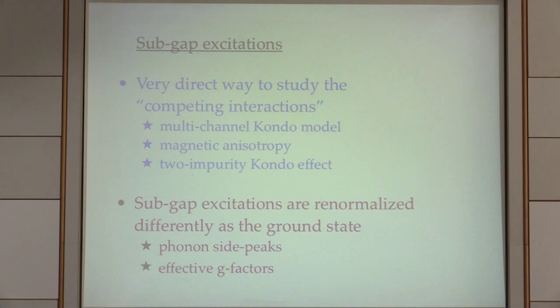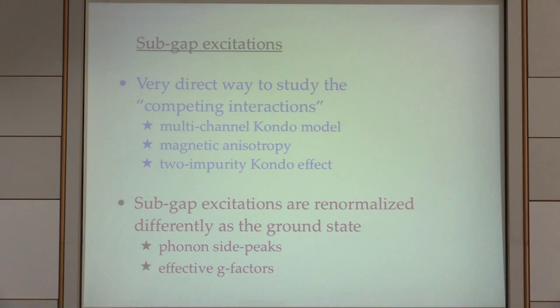So what I want to show you are two things. One is that if you open a superconducting gap in an interacting strongly correlated system, basically this gives you a window to look directly into the different possible many-body ground states of your total system. So this really allows you to study the competition between various interactions. And I will illustrate that by showing you a few examples. Then the other point will be that the sub-gap states that we see are very differently renormalized. And it's best that I show you examples for that.